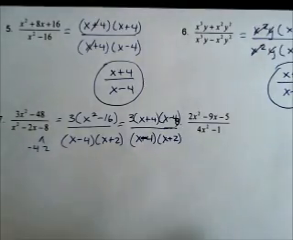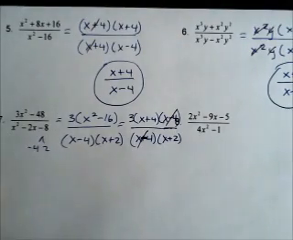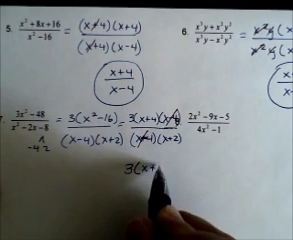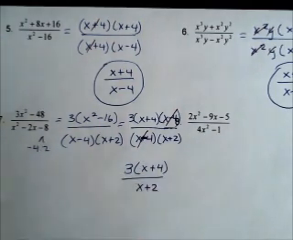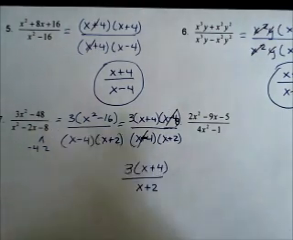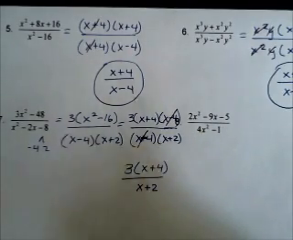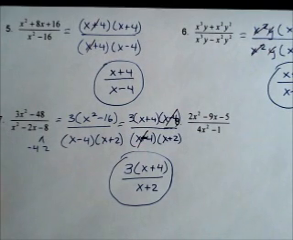Now what's common? The x minus 4s. They divide out, and that's all that divides out. So our numerator is 3 times x plus 4, and a denominator of x plus 2. You can distribute the 3, but it's not necessary, so I'm not going to do any more work than is necessary. So we'll leave it as 3 times x plus 4 divided by x plus 2.